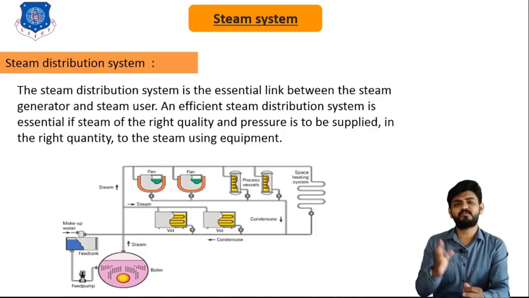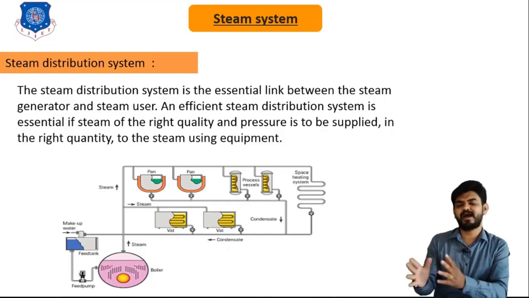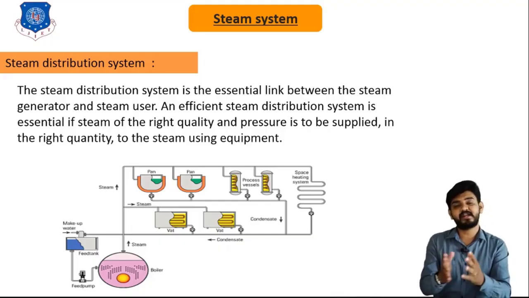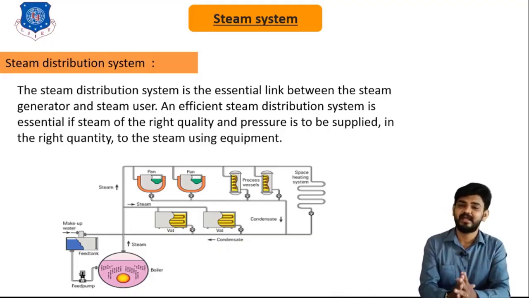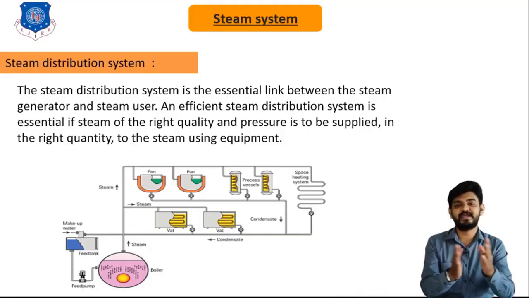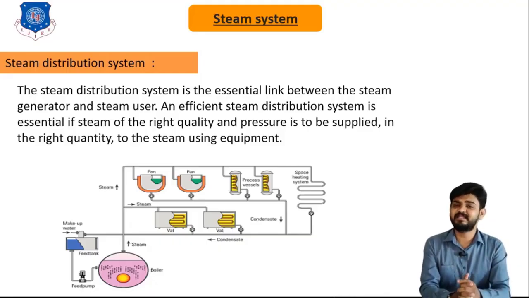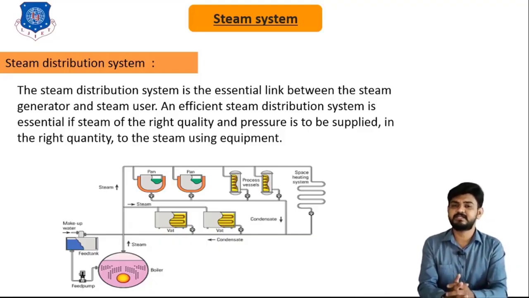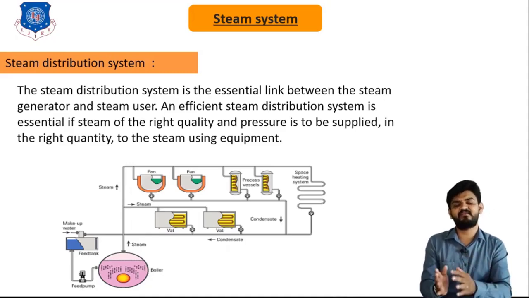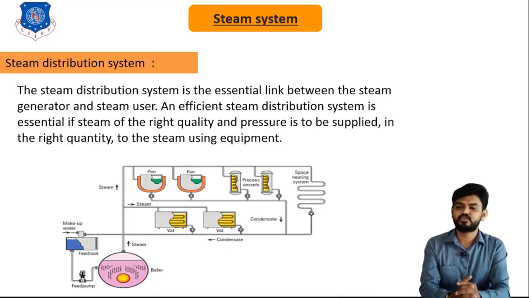Here the main line of steam is sent to different pans that utilize this steam, and then it is sent to the different reactors for the heating application, and lastly it is sent to the space heating application. While the secondary line, you can see, is sent to the different dryers where we dry the different products. So this was all about the steam distribution.